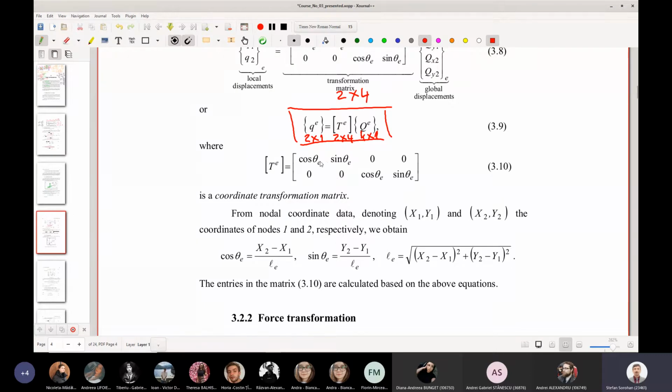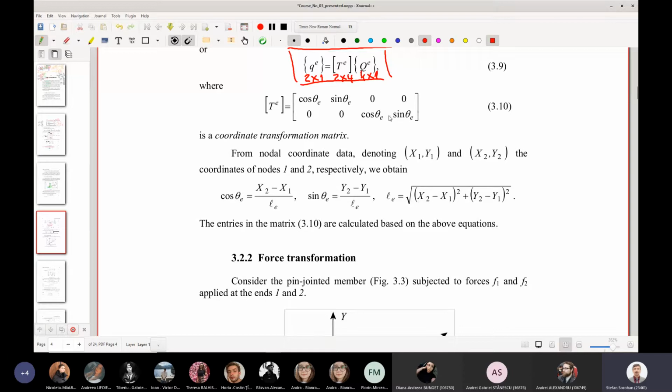So for every element, we can know theta and we can obtain the transformation matrix. If you know the nodal coordinates, it is not very difficult to see that if we know the coordinates x and y for two nodes, 1 and 2, you can obtain the length of the element as the square root of the sum of the squared differences of the nodal coordinates.